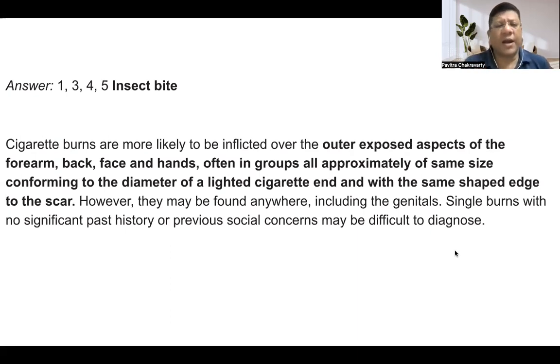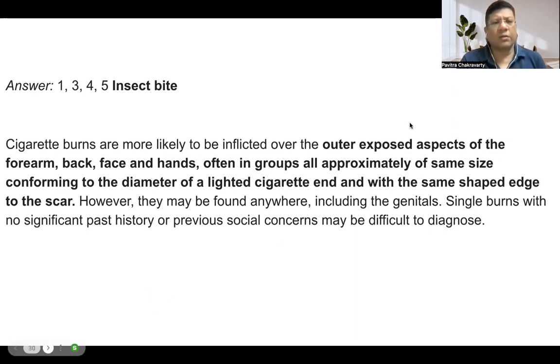They are in regard to the diameter of a lighted cigarette end, with the same shaped edge to the scar. However, they may be found anywhere, including the genitals. And single burns with no significant pattern can be difficult. But basically, this was an insect bite actually. Cigarette burns are a bit more difficult. They're more common in the forearm, back, face. The ones I have seen in the exam are usually on the face, or sometimes on the bottom or in the forearm. So those are the ones which are more common. So just to get used to it.